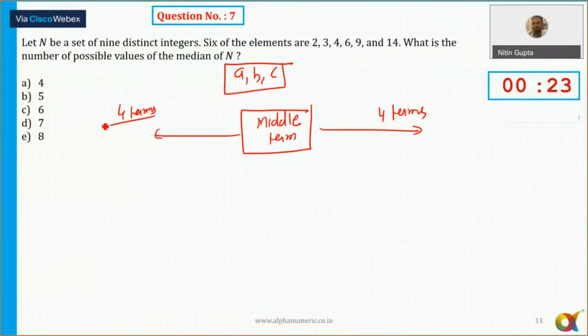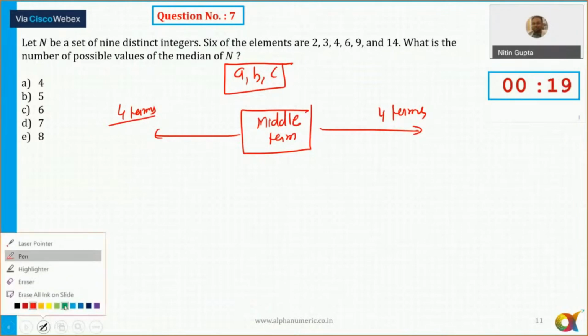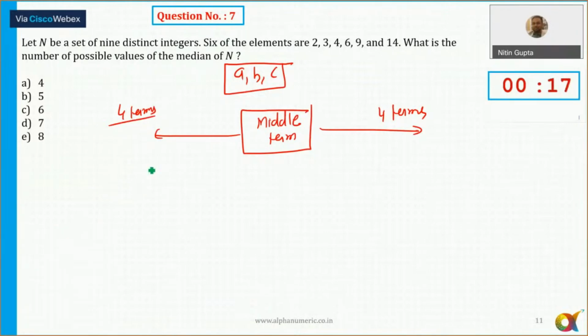Okay, 4 terms. Now there are only 3 terms missing. Remember, only 3 terms are missing here. If all the missing terms A, B, C are on the left hand side, I'm just taking an extreme case. If all the 3 terms are on the left hand side, then if I arrange them, in case E is the middle term, I can say 4, 6, 9, and 14. So in that case, 3 is the middle term. So 3 can be the median.